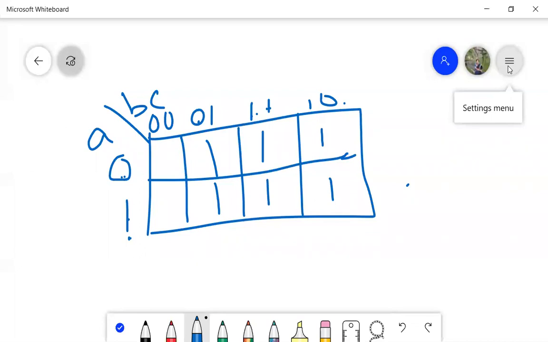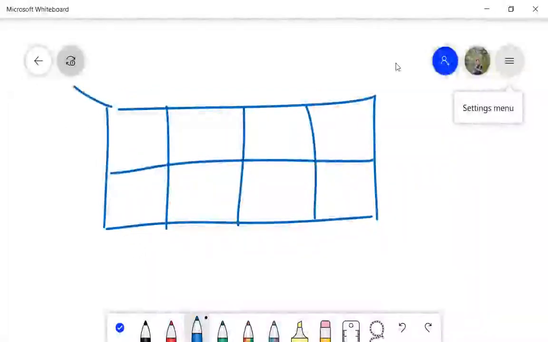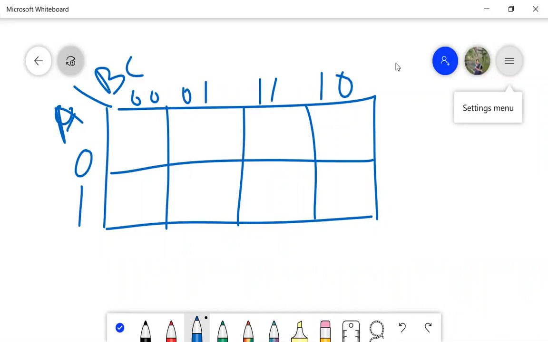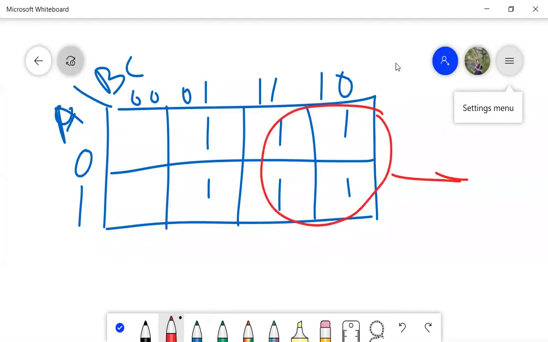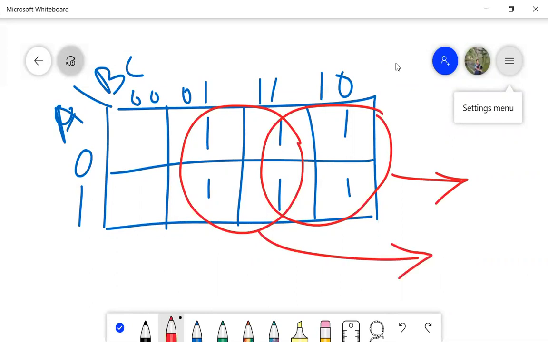Now we have to solve this. Here I have A and here I have BC. This is 0, 1, 0, 0, 0, 1, 1, 1, 1, 0. Now when we plot it, 1, 1, 1, 1, 1, 1 is correct. So now we have to simplify this. This is one quad. We have to always simplify starting from octet, quad, pair and single. This will also form a quad. Wherever adjacent ones are there, you can group them and form a quad. Simplification using K-maps is a very important topic.